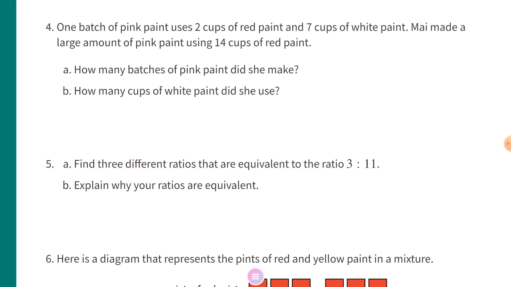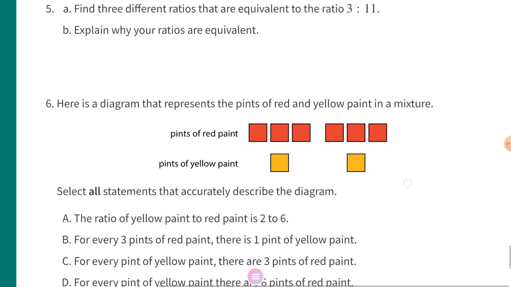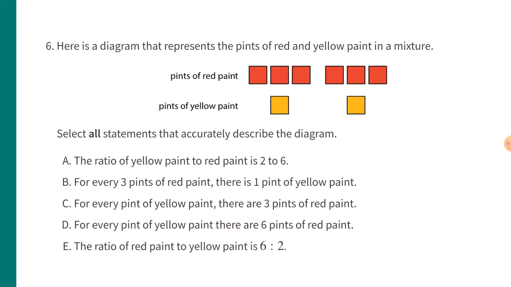Okay, number 6, last one. Here is a diagram that represents the pints of red and yellow paint in a mixture. Select all statements that accurately describe the diagram. The ratio of yellow to red, frozen again. Yellow to red is 2 to 6. Is yellow to red 2 to 6? Yes, so A should be circled. B, for every 3 red, there is 1 yellow.